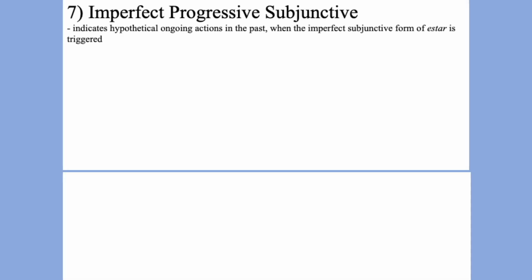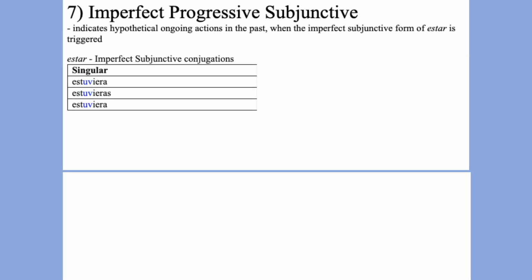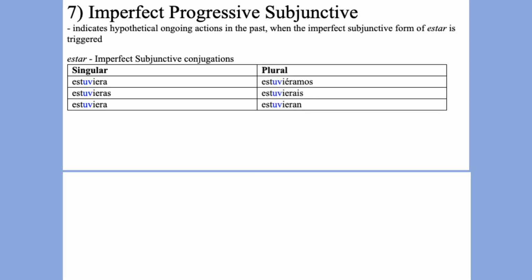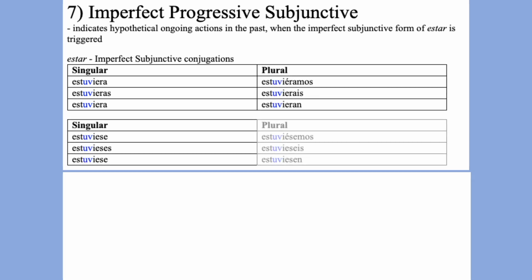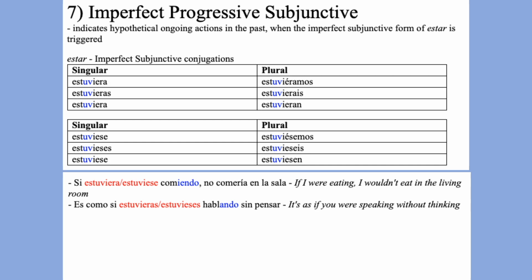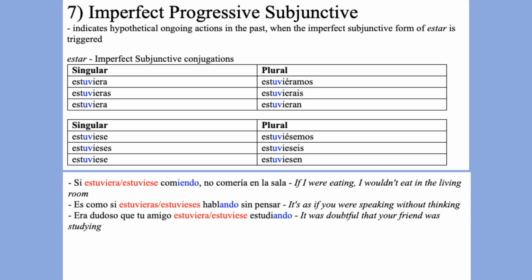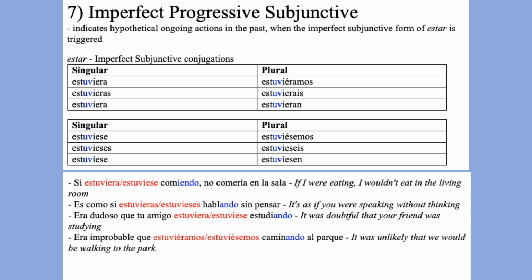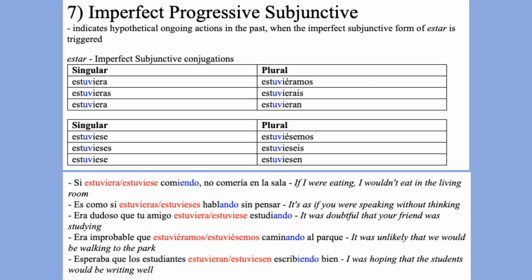The imperfect progressive subjunctive indicates hypothetical, ongoing actions in the past, with the imperfect subjunctive form of estar activated. Si estuviera comiendo, no comería en la sala. Es como si estuvieras hablando sin pensar. Era dudoso que tu amigo estuviera estudiando. Era improbable que estuviéramos caminando al parque. Esperaba que los estudiantes estuvieran escribiendo bien.